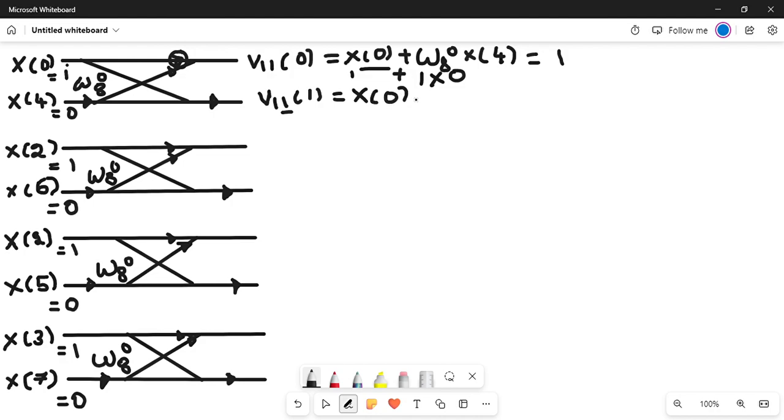x of 0, that is minus omega a to the power of 0 into x of 4. So here you're supposed to write minus 1 everywhere, right? Yeah, minus 1 you're supposed to write everywhere, right? Yes. X of 0, that is minus omega a to the power of 0 into x of 4, right? This one you're supposed to understand, right? If it is the same for one, for all others also it is the same, right?